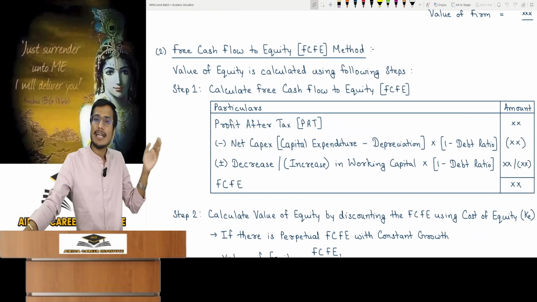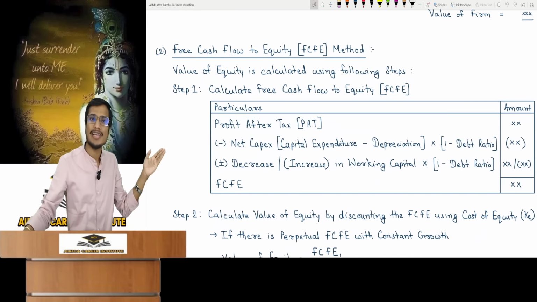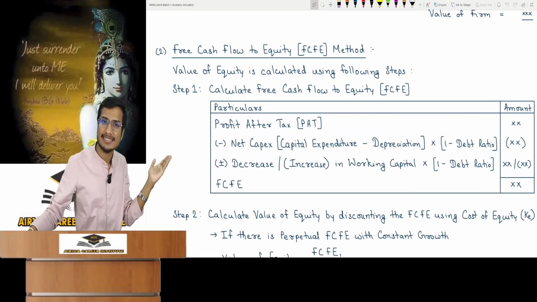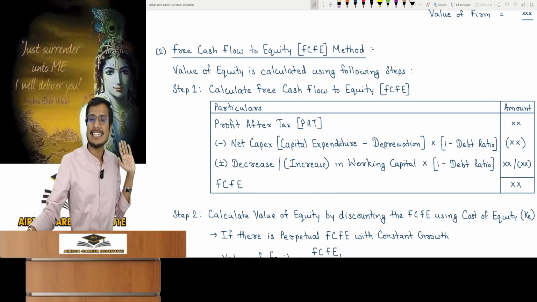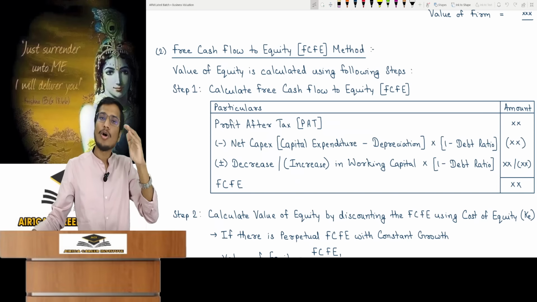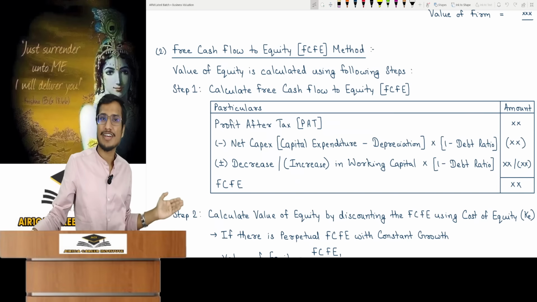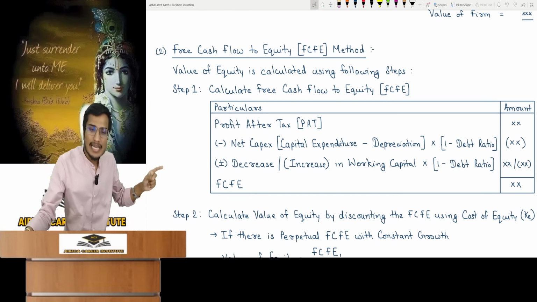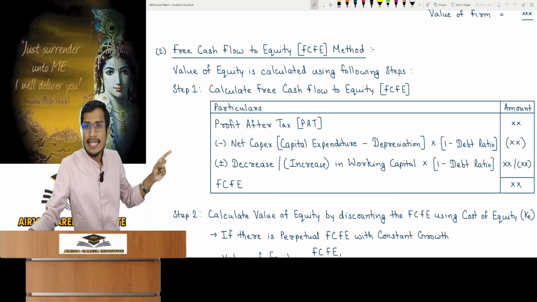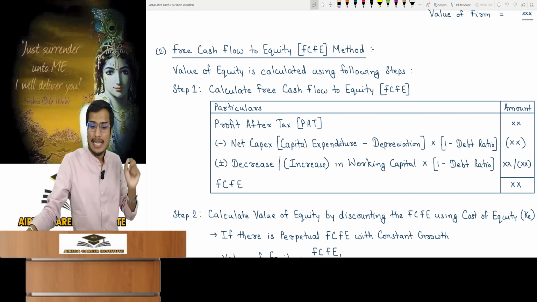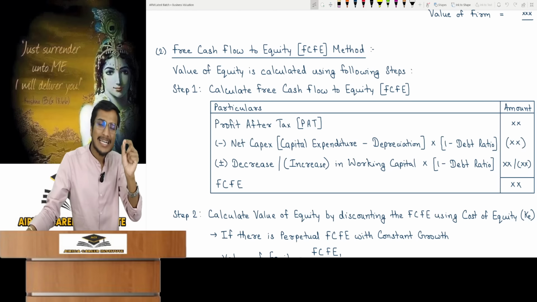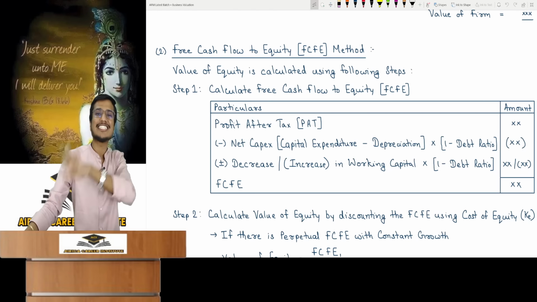Then it's the adjustments. I won't explain the logic again. It's net capex, deduct capex minus depreciation. Then adjust for the plus minus in working capital, add a decrease and deduct an increase to get FCFE because the logic is the same. There is one extra adjustment, keep that in mind. When you adjust for net capex and decrease increase in working capital, you have to multiply it by 1 minus the debt ratio and then adjust.